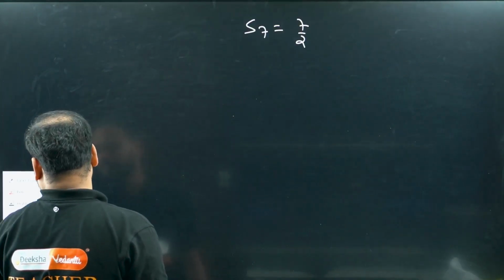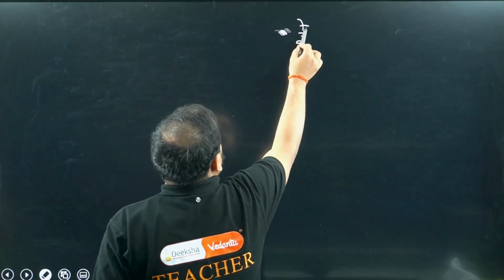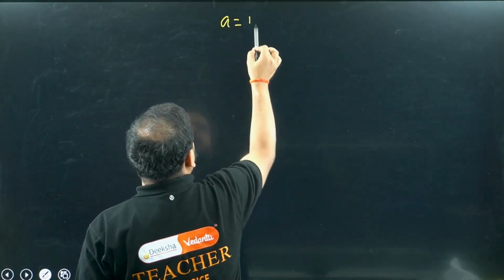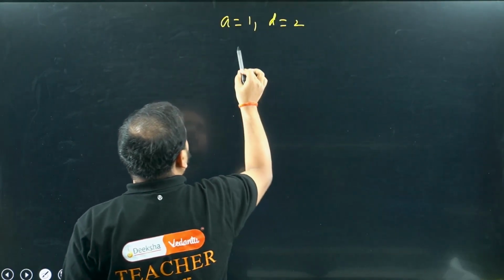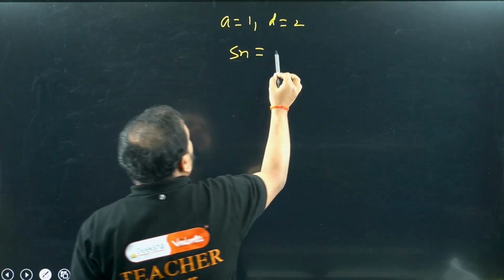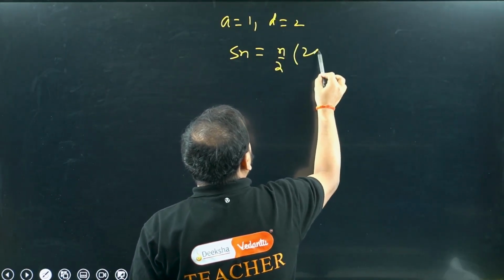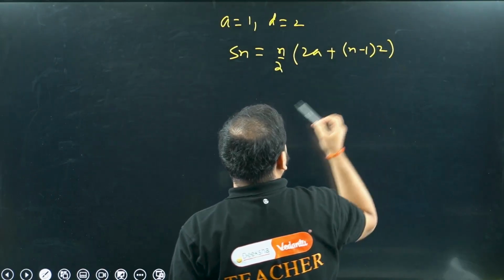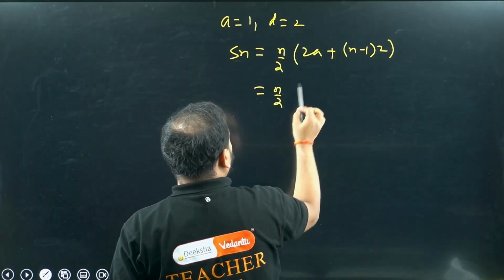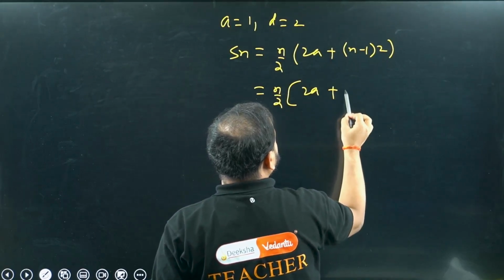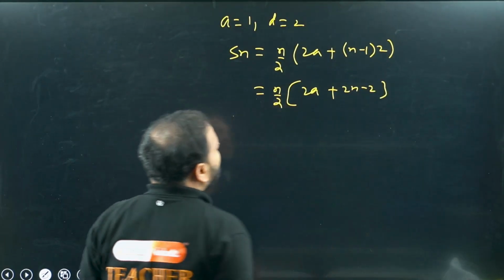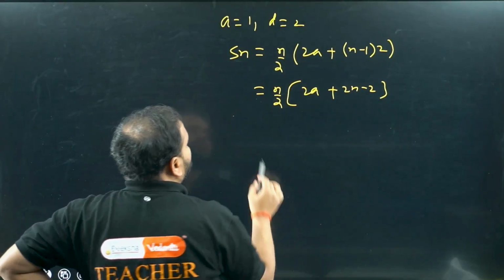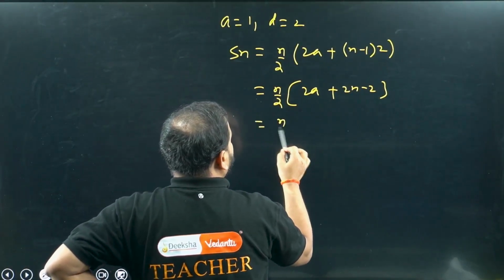Now over here, have a look. What are they asking us? So first of all, we have A as 1 and D as 2. They're asking us to find what? Sn. Find Sn. N by 2, 2A plus n minus 1 times of D. D is how much? 2. So n by 2, 2A plus 2n minus 2. A is what? A is again 1, right?